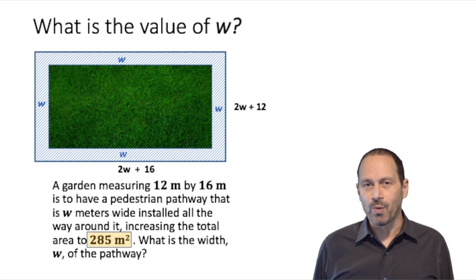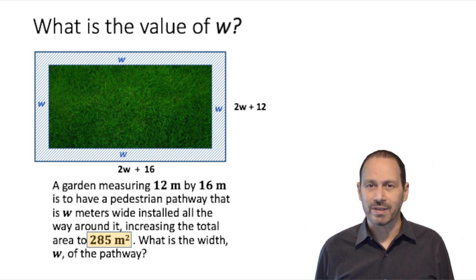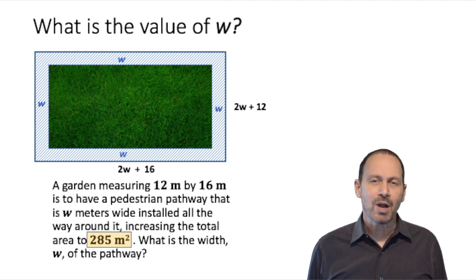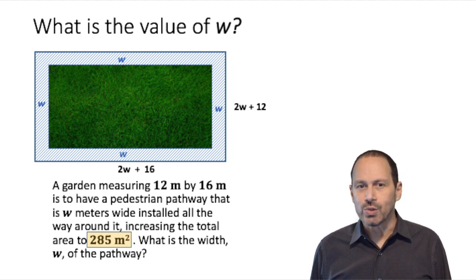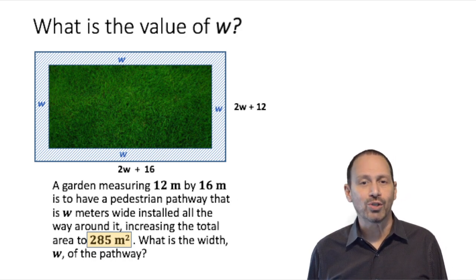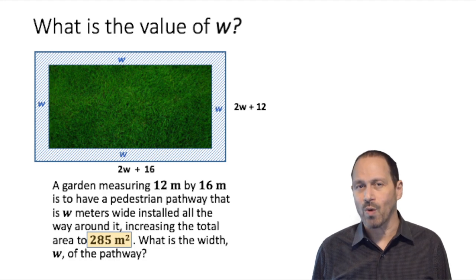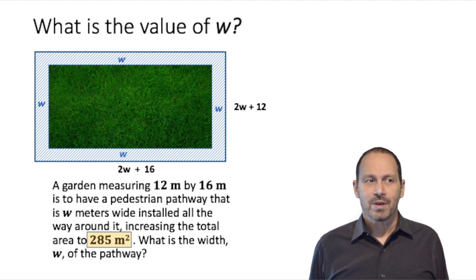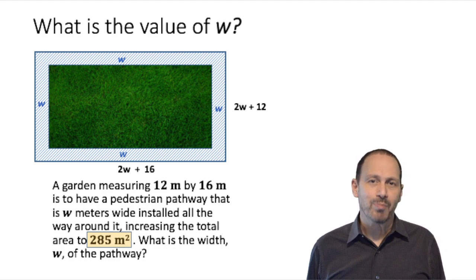And now that we have established the quantity for the width and the length of the rectangle, we can bring our attention to the total area. The total area of the rectangle is 285 meters squared. That is going to be important in establishing our equation.